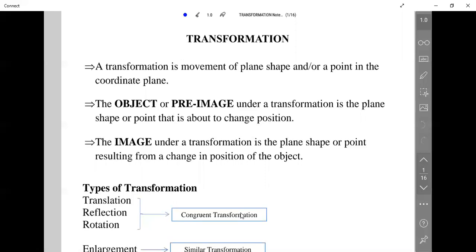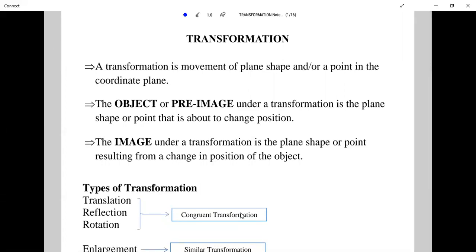So a transformation is movement of a plane shape, and a plane shape could be any flat shape. It could be a polygon, it could be an angle, it could be, let's say, a square, a rectangle, a pentagon, any plane shape. So a transformation is movement of a plane shape and/or a point in the coordinate plane.